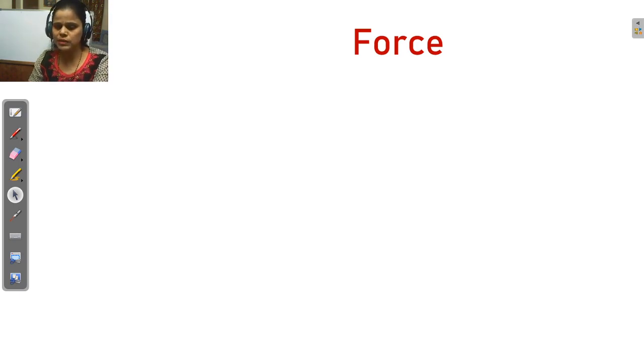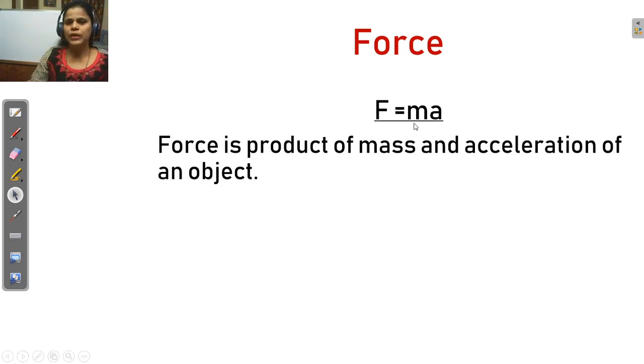In our previous lecture, we found this formula F equals ma by Newton's second law of motion, where m is the mass of the object and a is the acceleration. So we can say force is the product of mass and acceleration of an object. Is it clear? Understand?